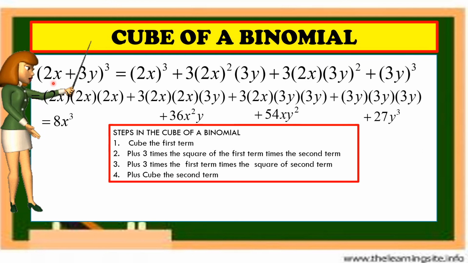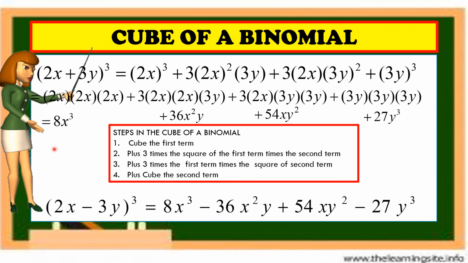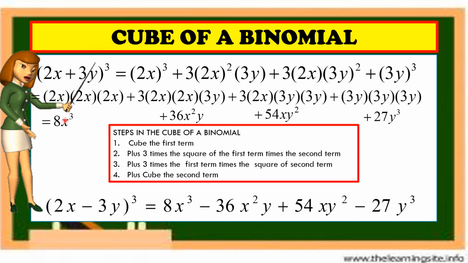How about if the given is (2x minus 3y) quantity cube? We have the same result, but it only differs in sign. So we have the same 8x cubed. Then this positive 36x squared y will become negative 36x squared y. We have the same 54xy squared, and positive 27y cubed will become negative 27y cubed.